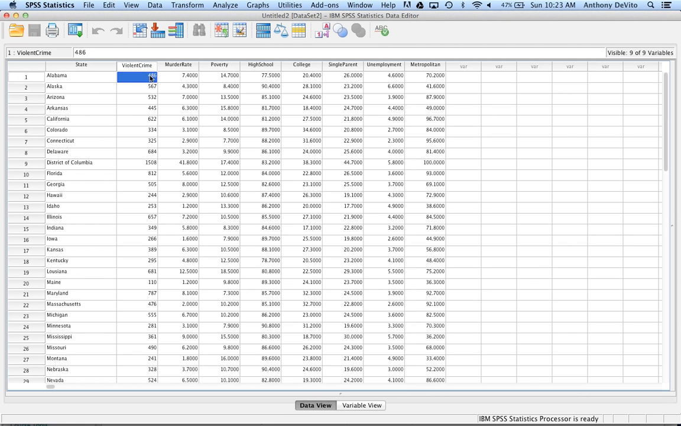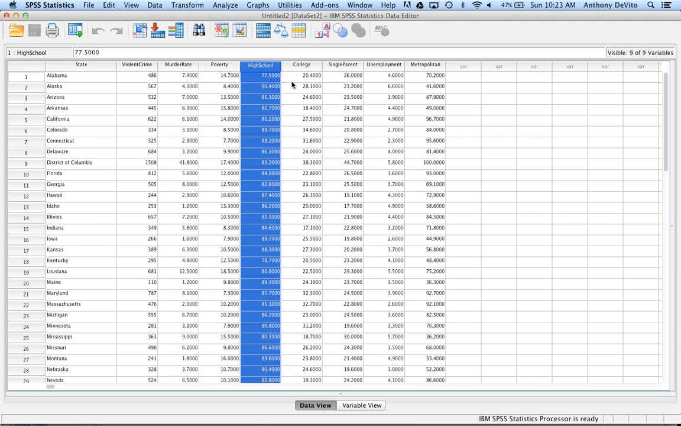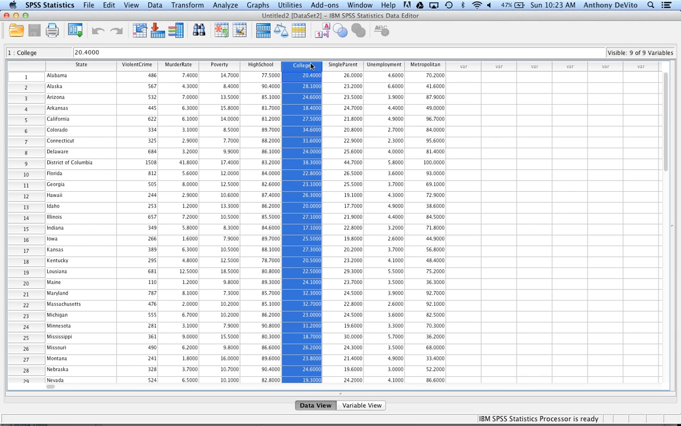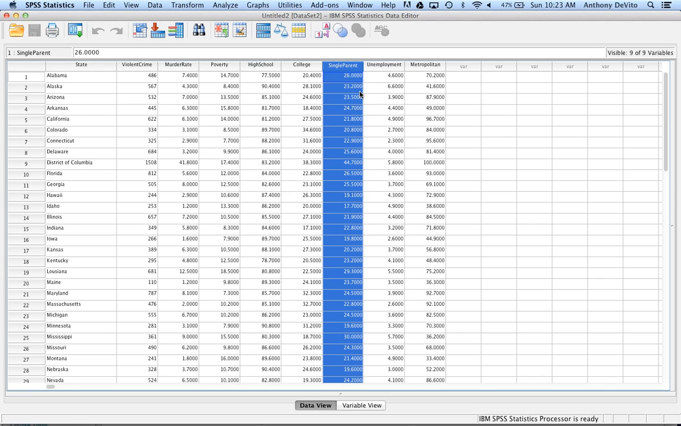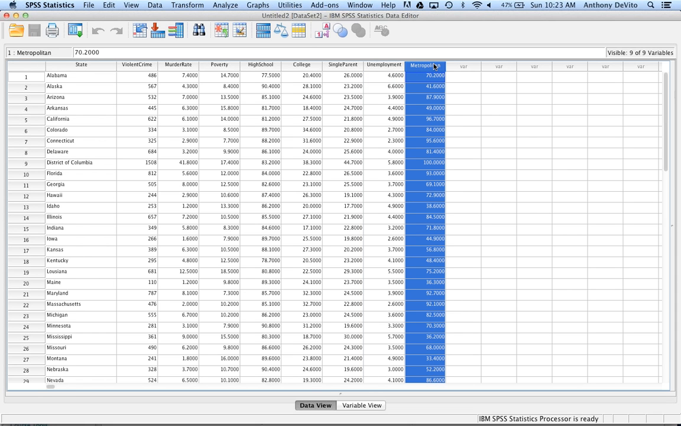Okay, so violent crime. Murder rate, I'm thinking that's probably a rate per 10,000. Poverty rate is probably a percentage. High school graduation rate is probably a percentage. College graduation probably a percentage. Percentage of single parents is probably a percentage. Unemployment is almost definitely a percentage. Whether or not they live in a metropolitan area is also probably a percentage.